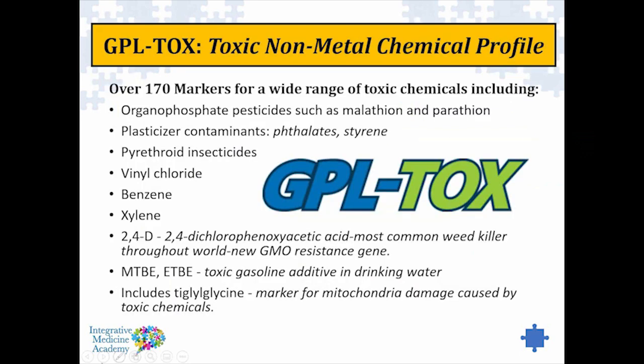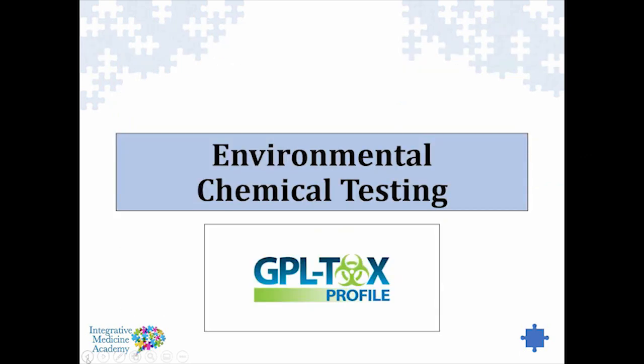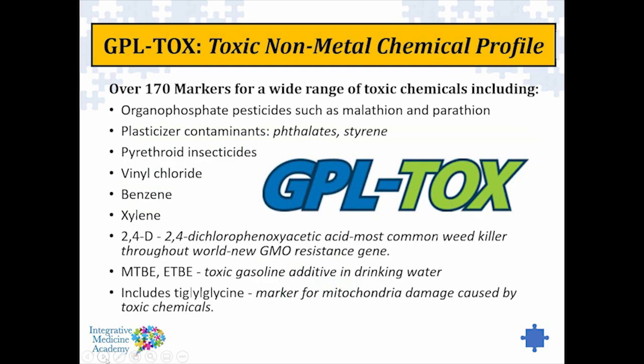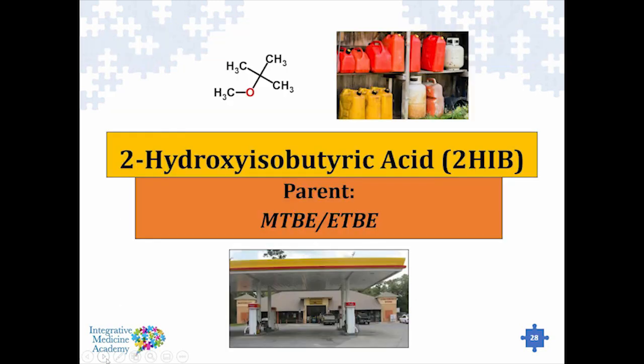The next phase of assessment would be the environmental chemical test called the GPL tox profile. This is also called the toxic non-chemical profile. It looks at a wide variety of chemical toxins, again, from phthalates to benzene to xylene to herbicides, pesticides, etc. Very comprehensive test. You'll often see, if you do a GPL tox test, that this particular chemical called 2-hydroxyisobutyric acid is often high. It's also called MTBE. It's actually found from gasoline exposure.